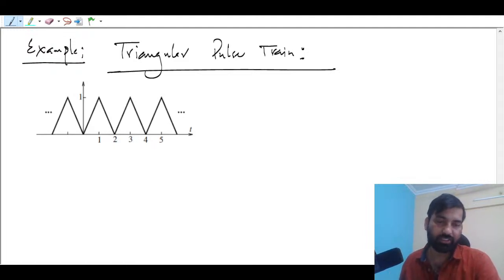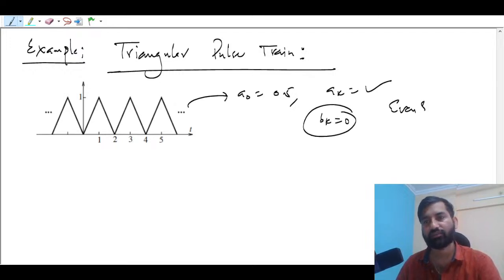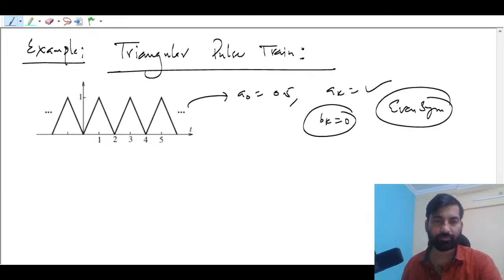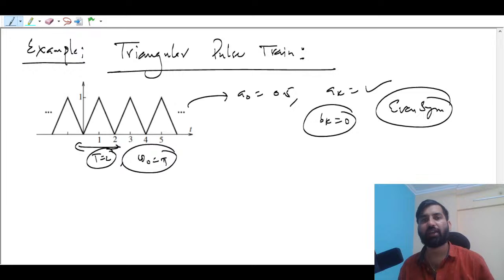So in this case BK is gonna be 0, right? So you can find A naught, which will be 0.5. AK you can compute, BK is gonna be 0. Why? Because there is an even symmetry. Okay, there is an even symmetry. Now the time period you can decide. The time period is going to be t equal to 2. So your omega naught is pi. Okay, time period is this. So omega naught is pi, and between 0 to 1.